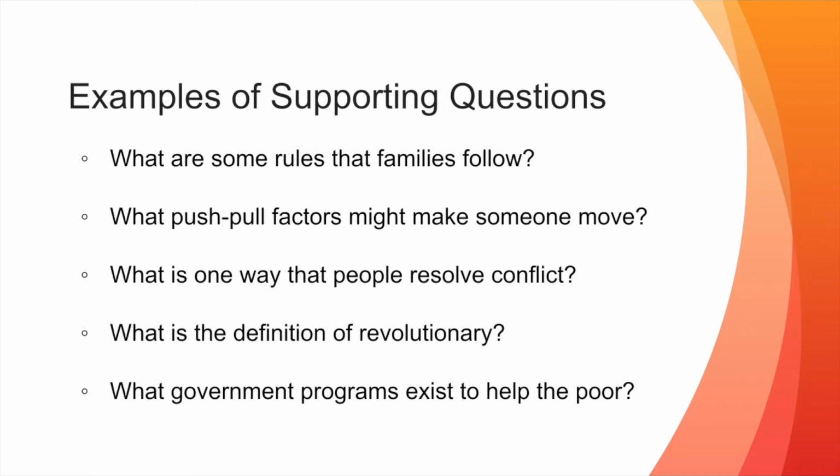Here are some examples of supporting questions that can go along with the compelling questions. Notice that each one can be easily answered from prior knowledge or by referencing one resource. For example, our fourth supporting question, what is the definition of revolutionary? This goes along with the compelling question, was the American Revolutionary War truly revolutionary? Students will need to know the meaning of the word revolutionary in order to start answering that compelling question.